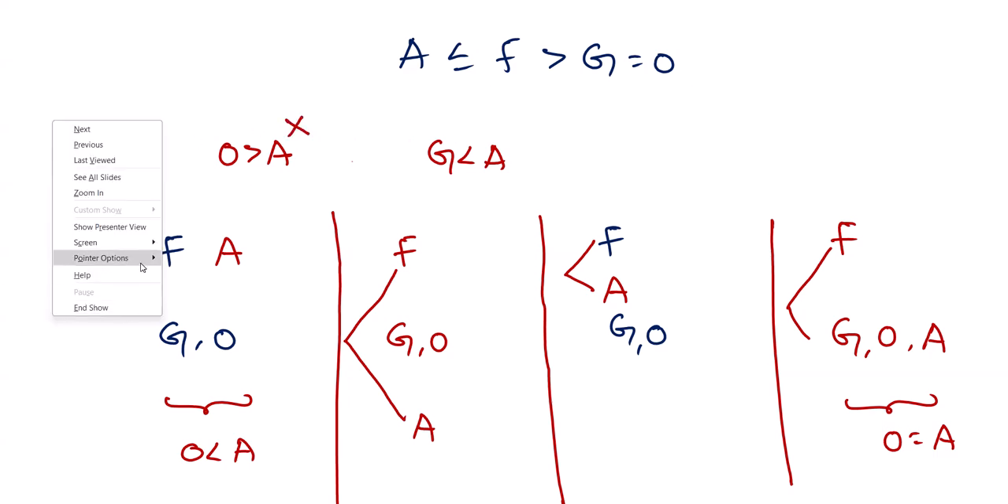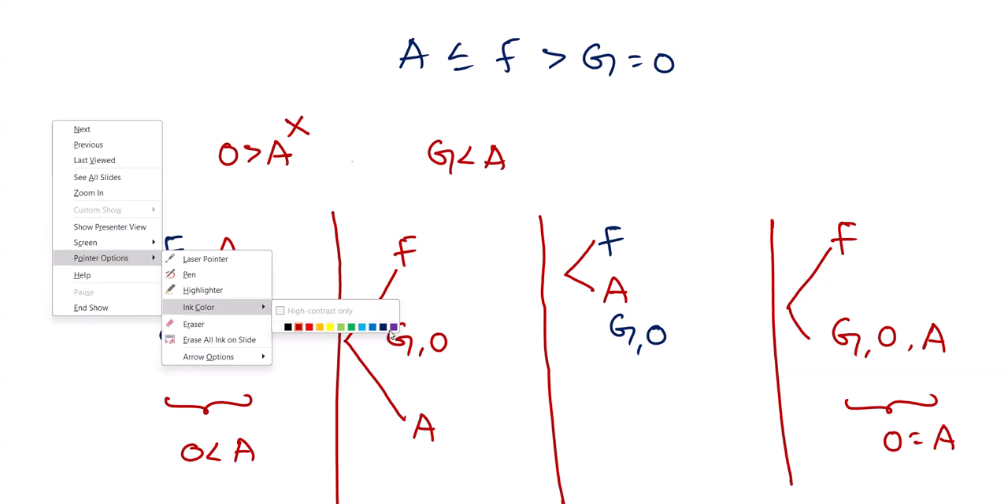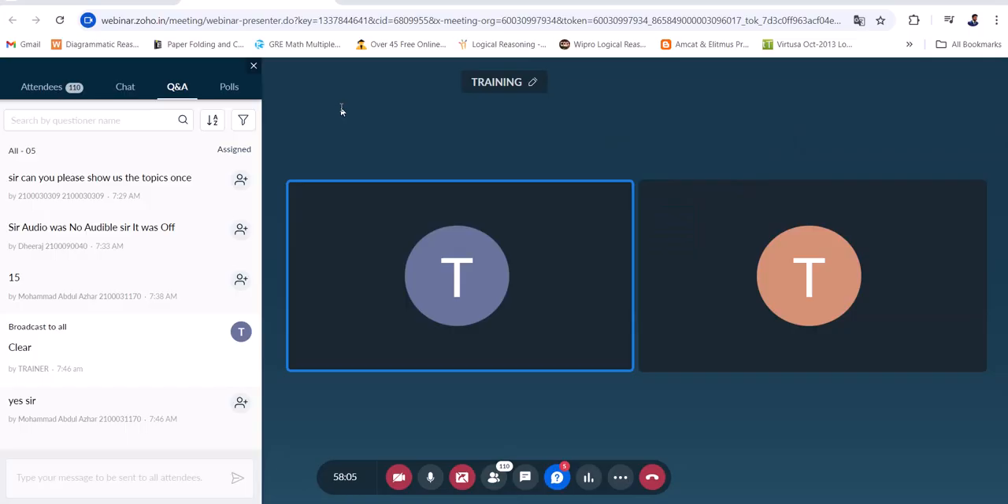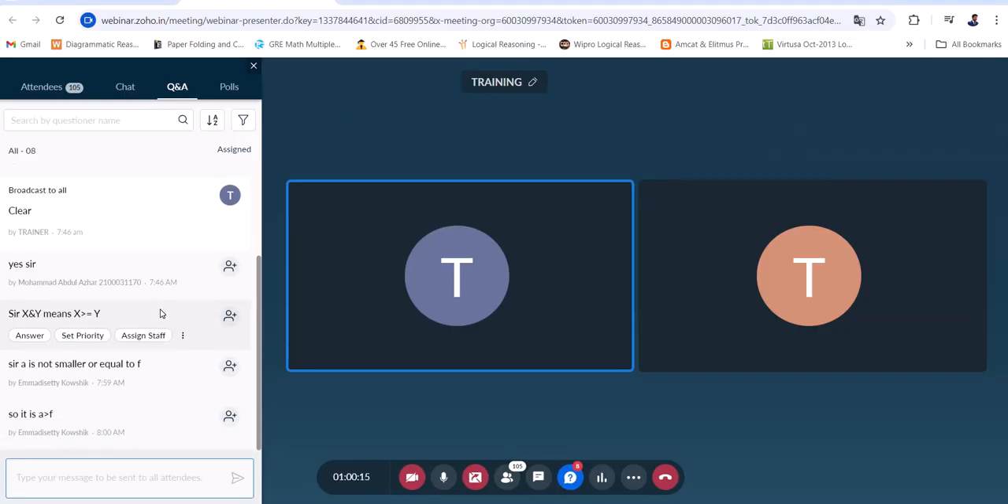Next, G less than A. Here, G greater than A. Here, G equal to A. Failed. It's not true in all diagrams. Failed. That is what we are mentioning, my dear friends.